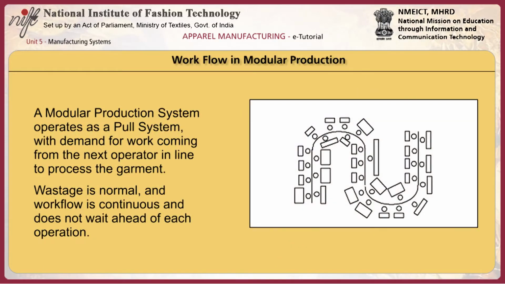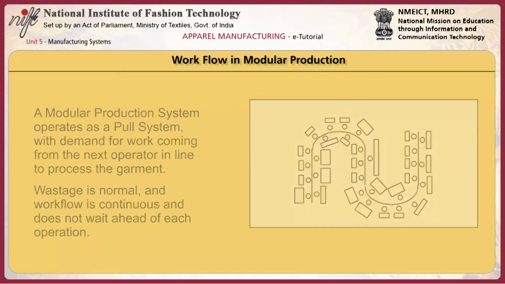A modular production system operates as a pull system, with demand for work coming from the next operator in the line to process the garment. Wastage is normal and workflow is continuous and does not wait ahead of each operation. This increases the potential for flexibility of styles and quantities of products that can be produced.